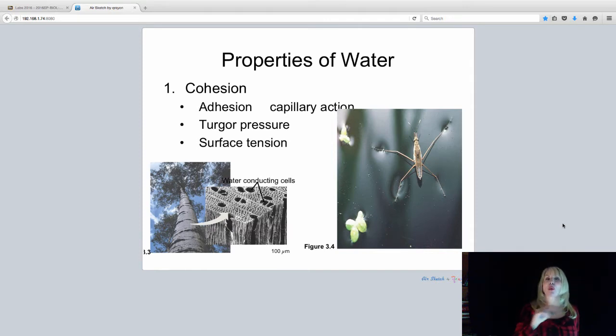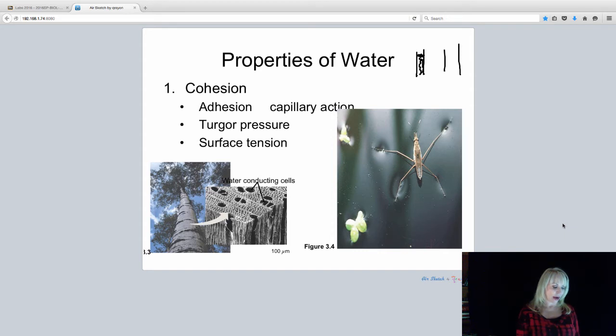Now, under the umbrella of cohesion, you have adhesion, where water likes to stick to other things. You have capillary action, which is basically the thinner the tube, the higher the water will travel. So have you ever gone to the doctor and they pricked your finger to take just a little bit of blood, and they'll put a glass tube there, and that your blood just shoots up in there? That is because of capillary action. So the thinner the tube, the higher the water level.